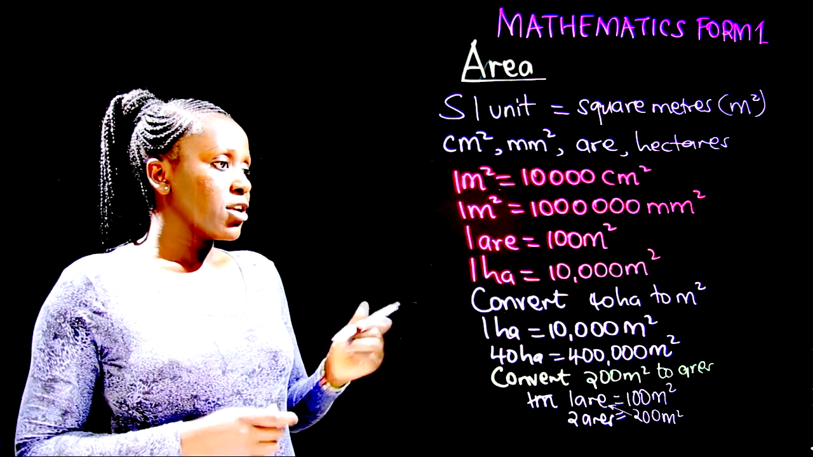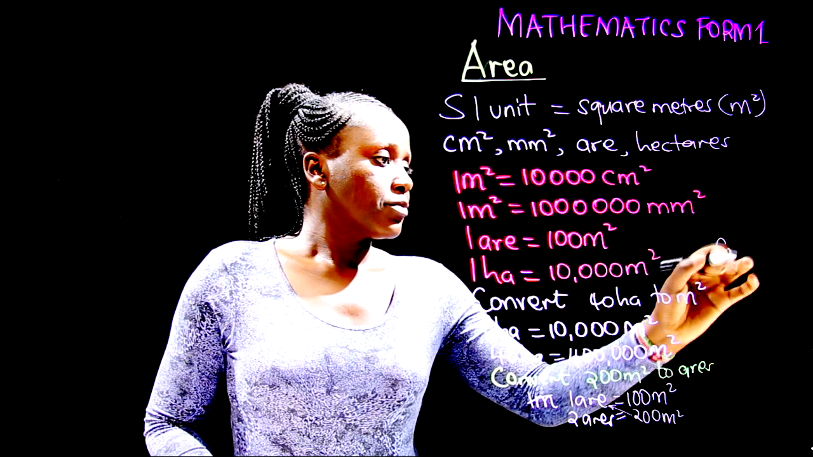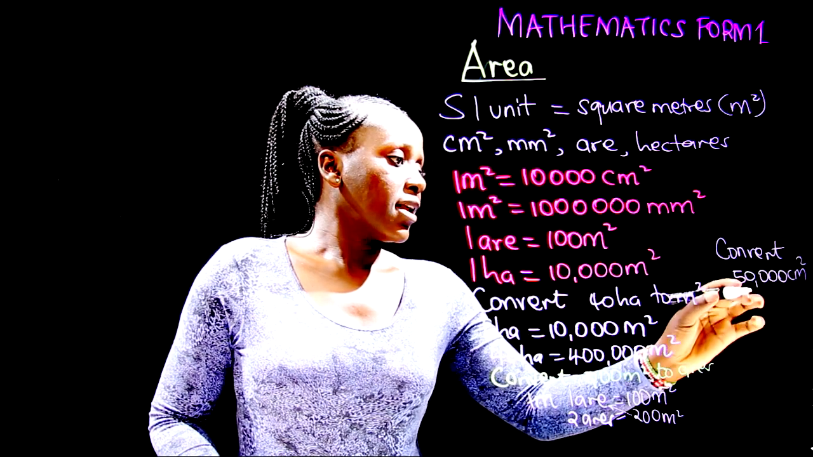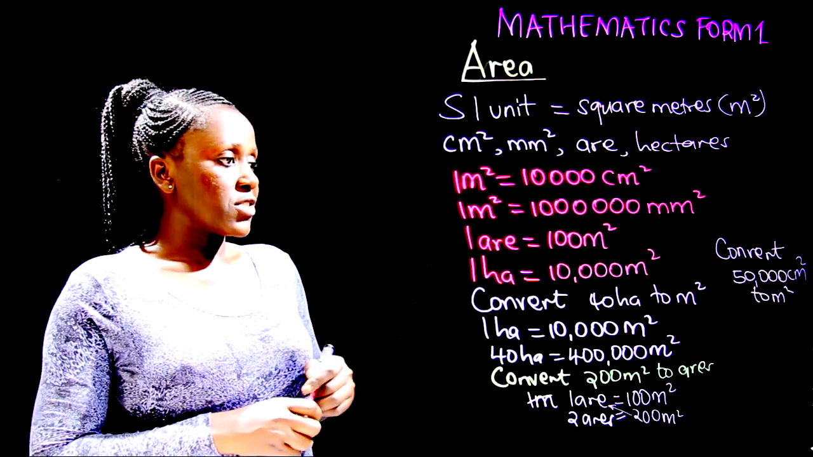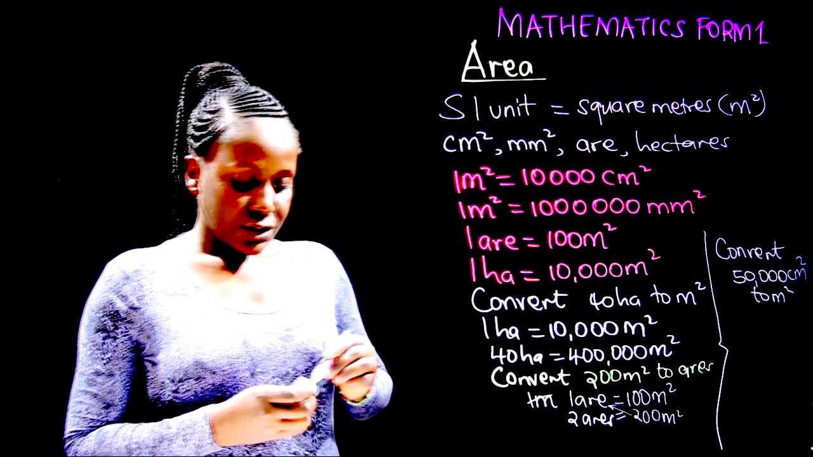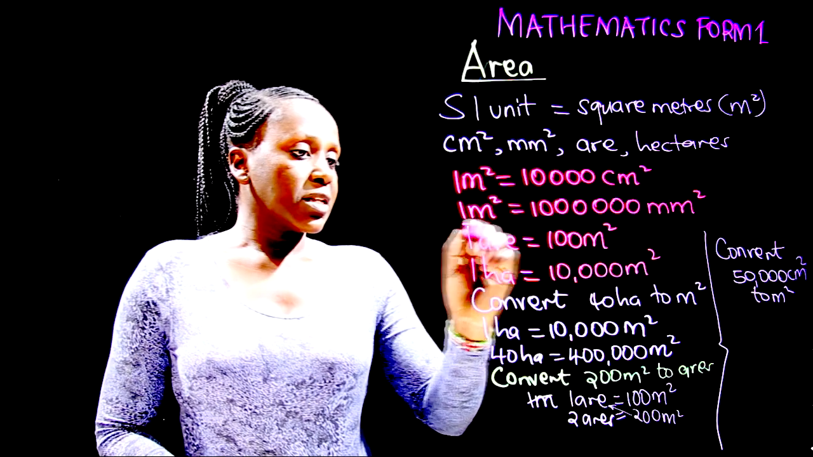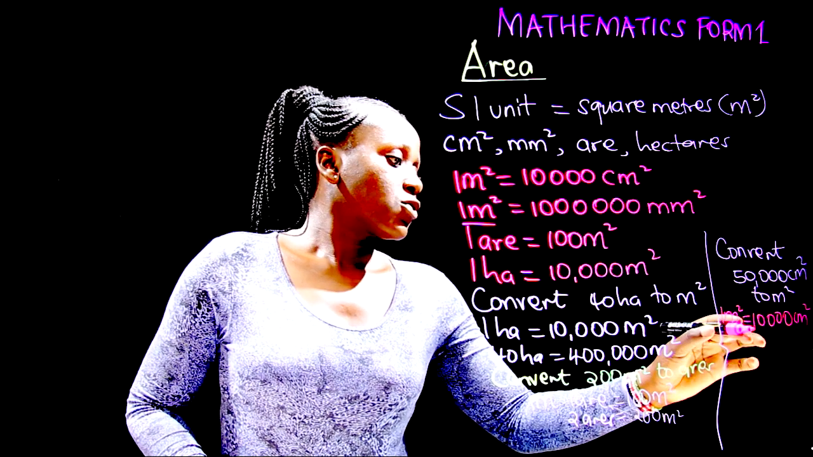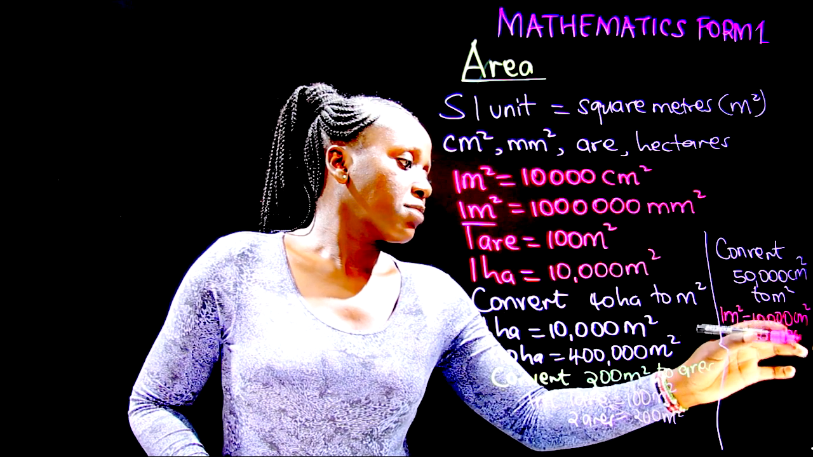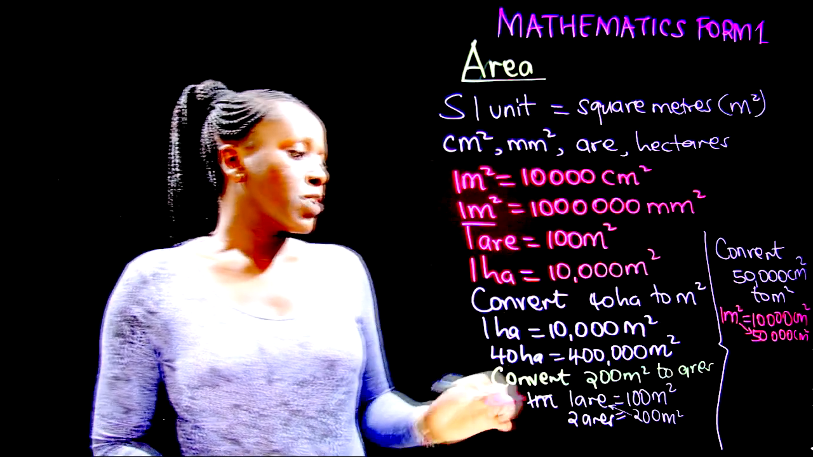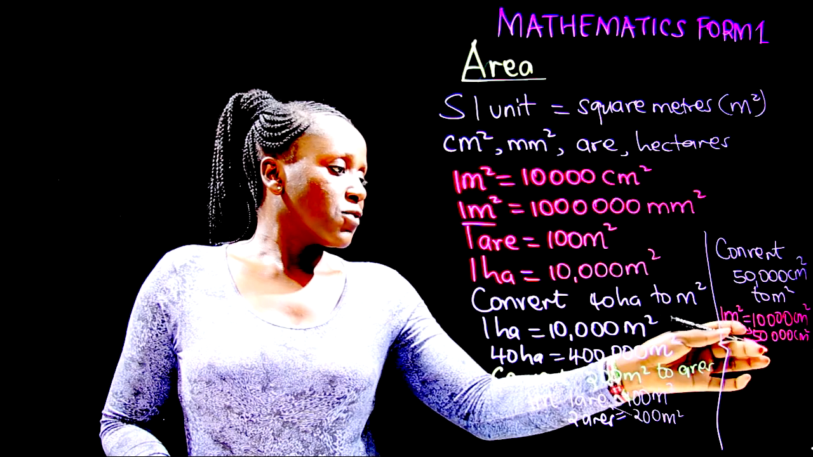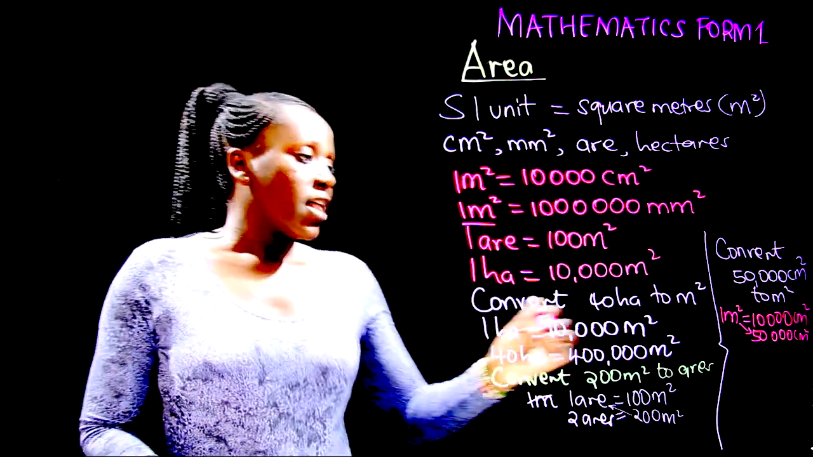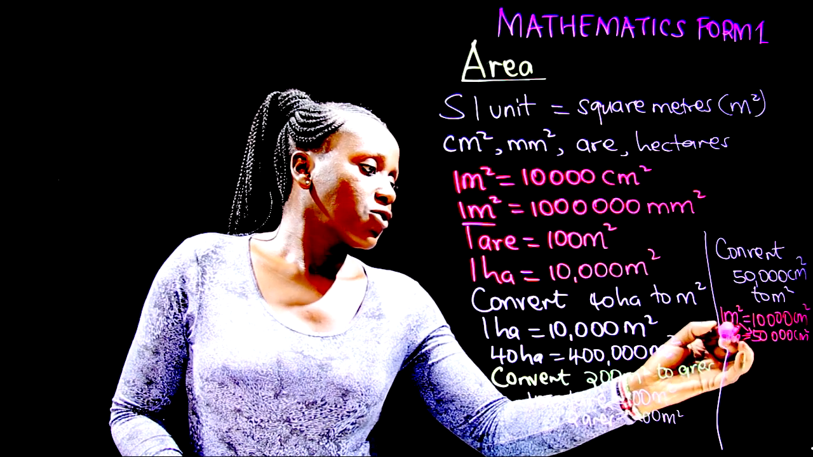Alright, let's look at the final conversion. We're going to convert 50,000 centimeters squared to meters squared. The relationship between the two is that 1 meter squared is equal to 10,000 centimeters squared. So what about 50,000 centimeters squared? If you cross multiply, you realize that you're going to have a division: 1 times 50,000 divided by 10,000. So what is 50,000 divided by 10,000? That will be equal to 5 meters squared.